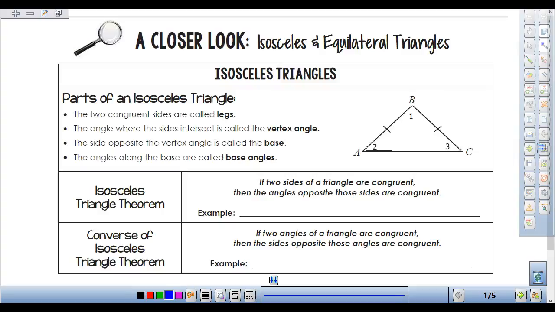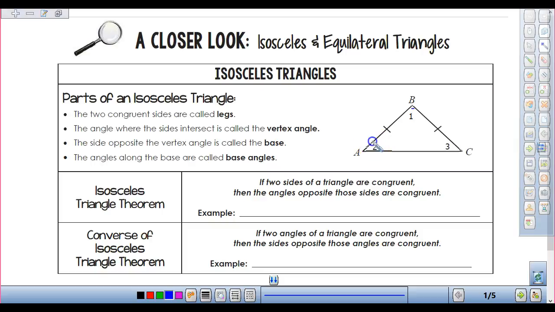Triangles. Have we all heard of these before? How many sides are congruent if I have an isosceles triangle? Two sides are congruent. We call those two sides legs. Okay? The angle up here is called the vertex.